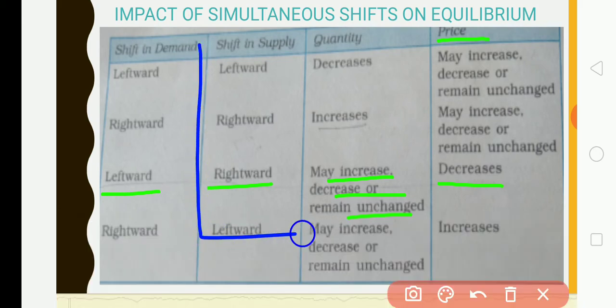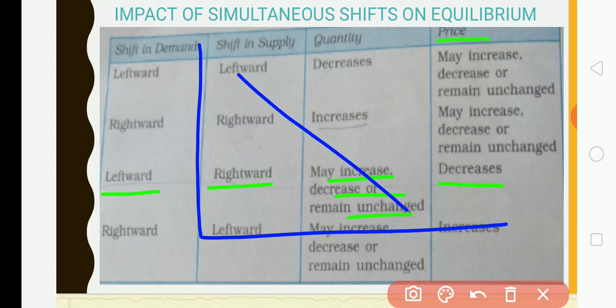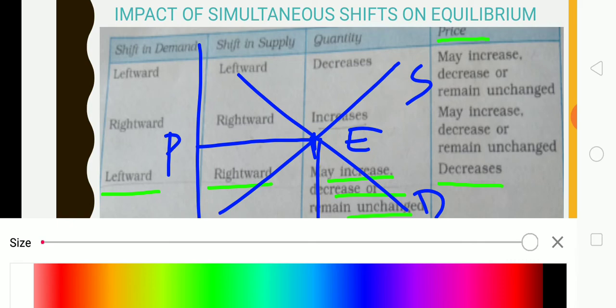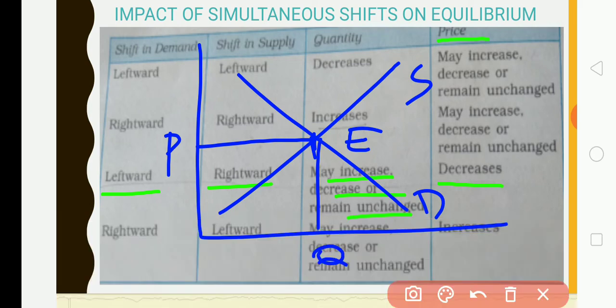Okay, for example, this is the demand curve, this is the supply curve. So this is supply and this is the demand. This is the point of equilibrium. So the equilibrium price is P, the equilibrium quantity is Q. Okay, now the demand curve is shifting leftward. This is the demand curve.